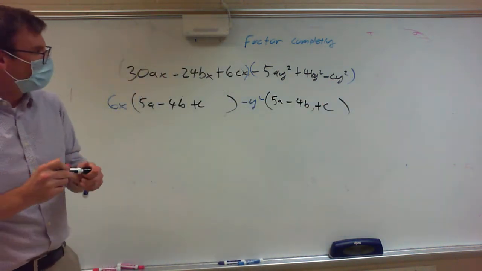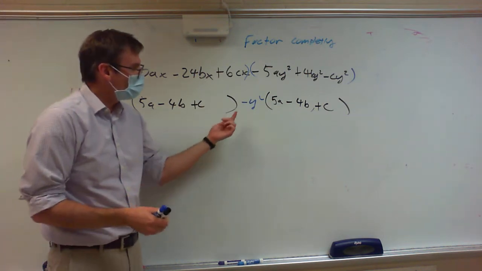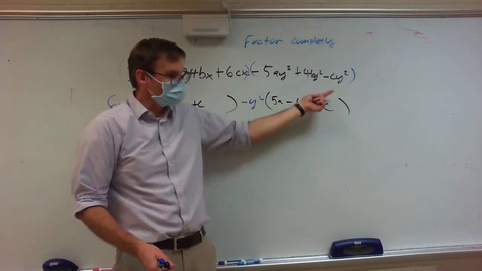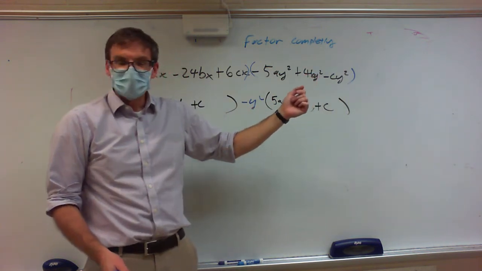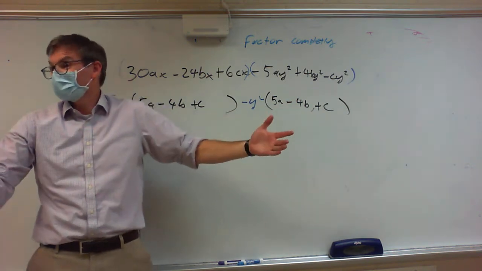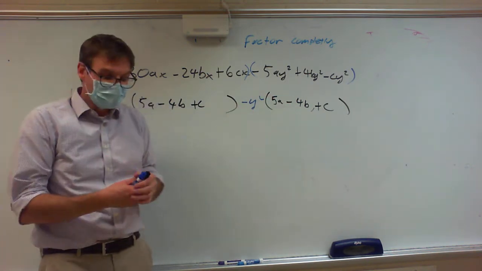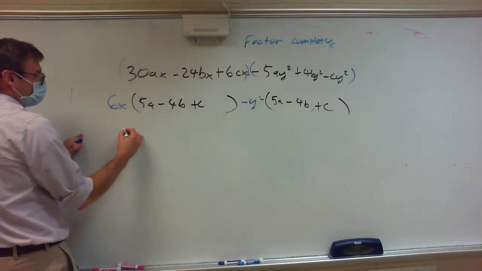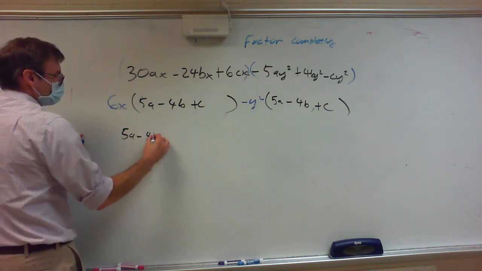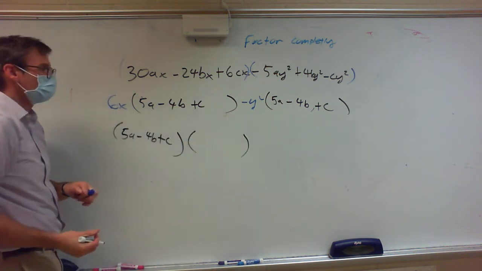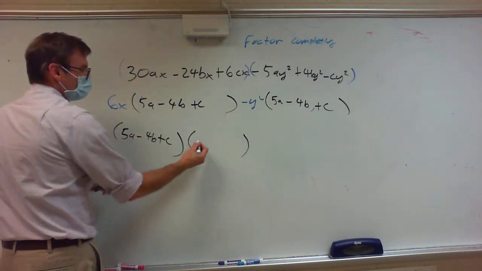And if you ever question if you factored out properly, remember this times this should equal this, this times this should equal this, and this times this should equal this. Okay. And now when I look at it, you see these two, even though they're ugly, are the same term, right? And so I can factor out 5a minus 4b plus c. And what's left inside? 6x minus y squared.